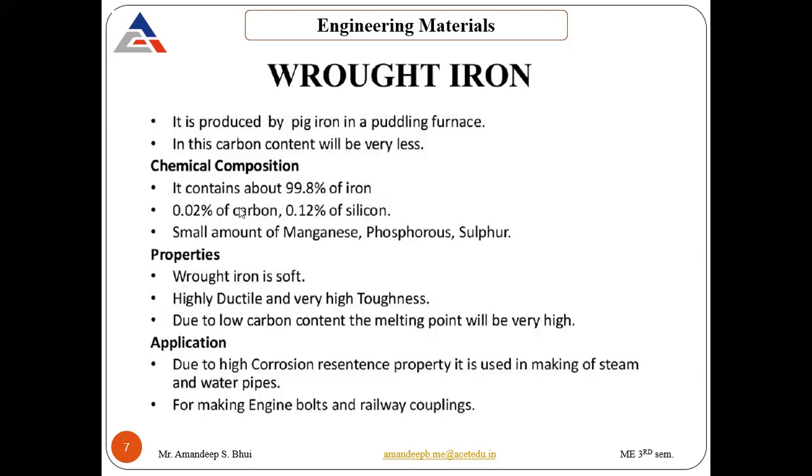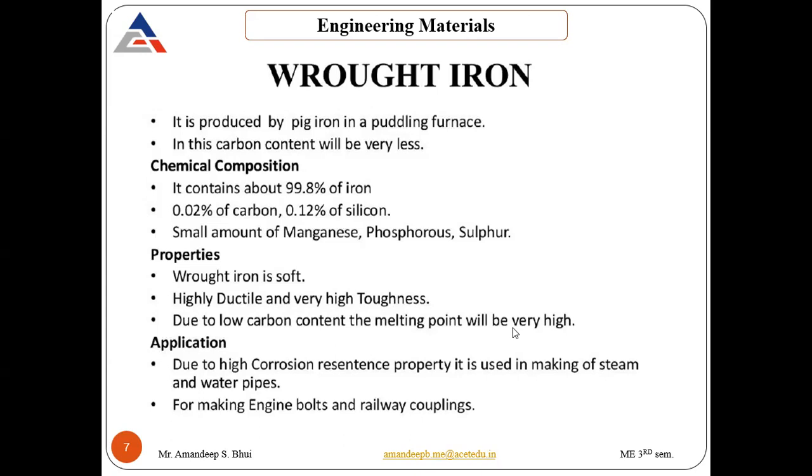So this lower carbon content makes this wrought iron ductile. Okay, and this wrought iron is soft as compared to the pig iron. It becomes ductile because carbon content is less. It has very high toughness. So wrought iron is very tough in its nature. And due to this low carbon content, the melting point is very high. So the melting point increases.